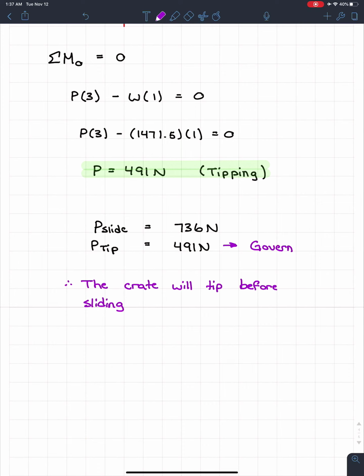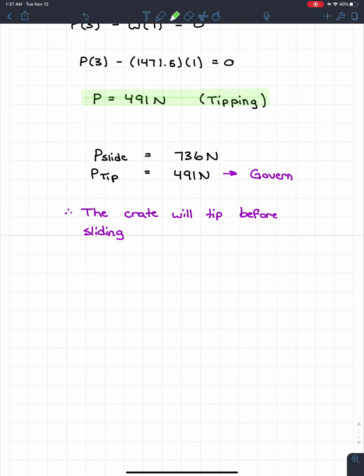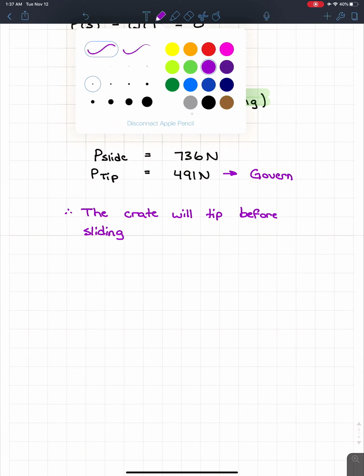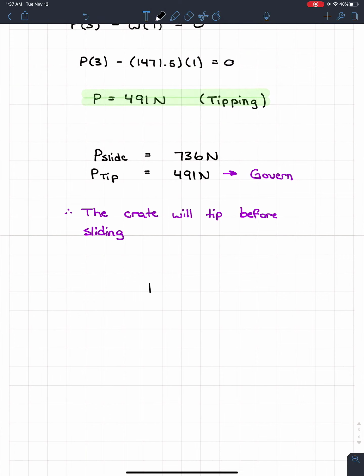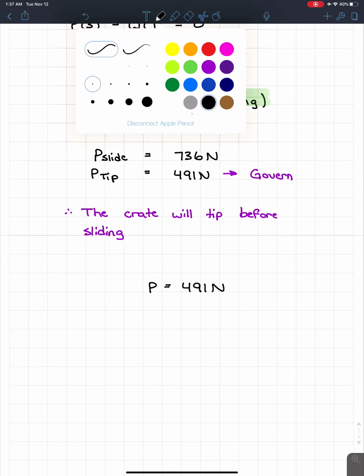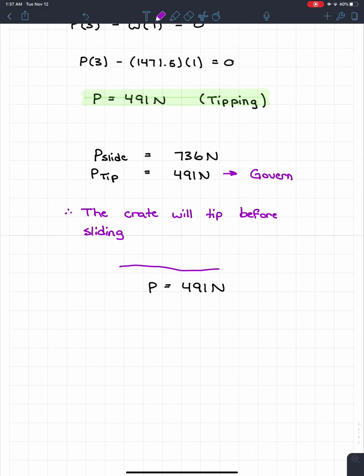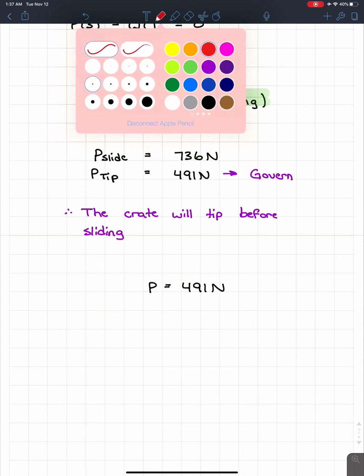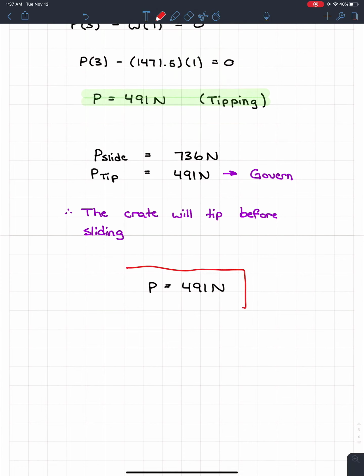And if that's the case, then our P is going to be equal to 491 newtons. So don't forget the units. And we're going to box this because this is now an actual answer, which is what we wanted. I'm going to go red. And this is our final answer. And we're good to go.